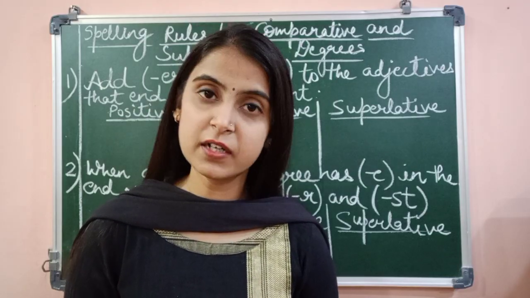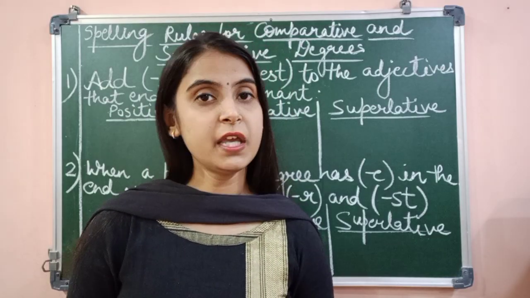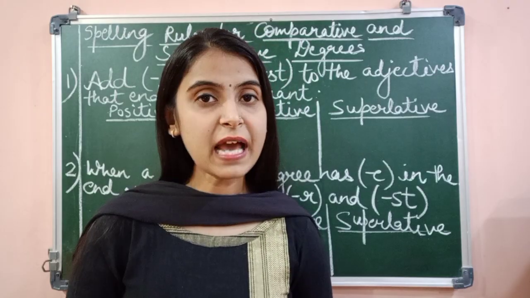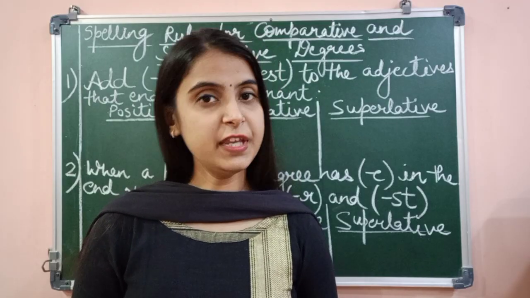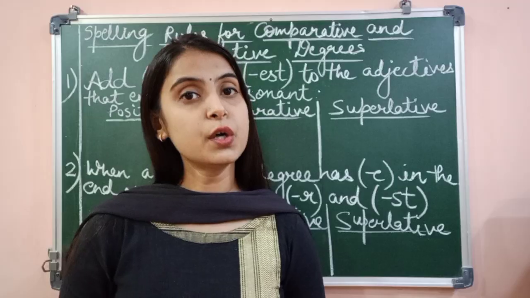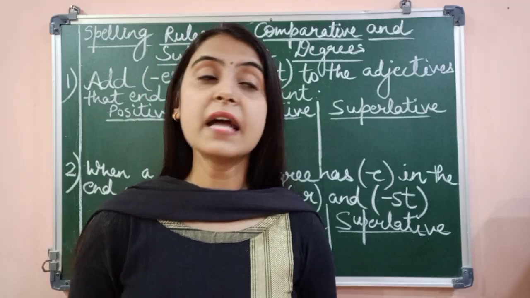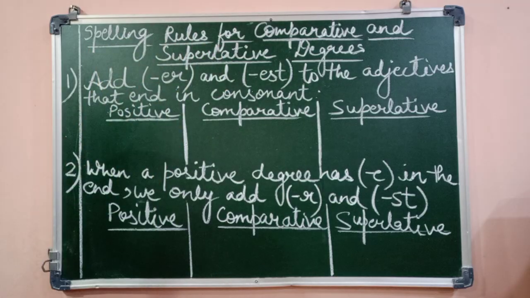Now children will learn how to make comparative and superlative degree. You will know the positive degree. Positive degree will be given to you and you will have to make the comparative and superlative degree. We know that the adjective will change its form, but how? There are some certain rules to that. So we are going to study those rules that are known as spelling rules for comparative and superlative degrees.